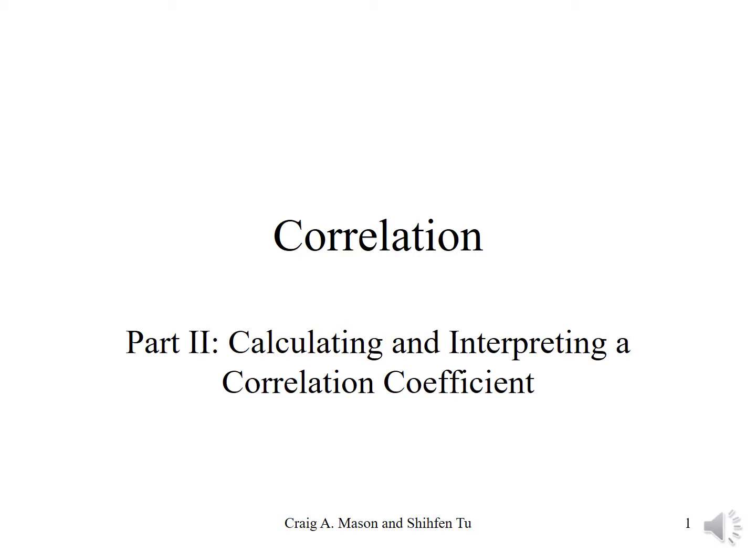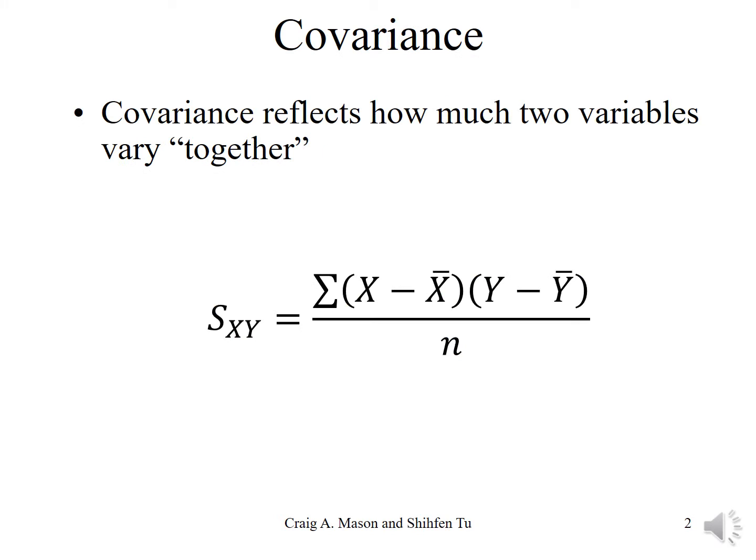This is the second of 3 videos on correlation. In it, we'll discuss calculating and interpreting the correlation coefficient. We ended our last video by introducing the formula for covariance, noting that it reflected the degree to which 2 variables varied together across individuals.